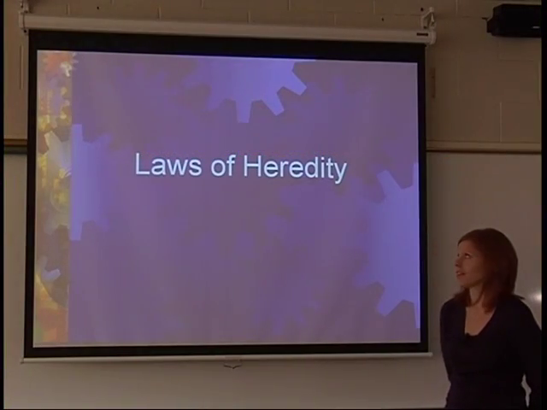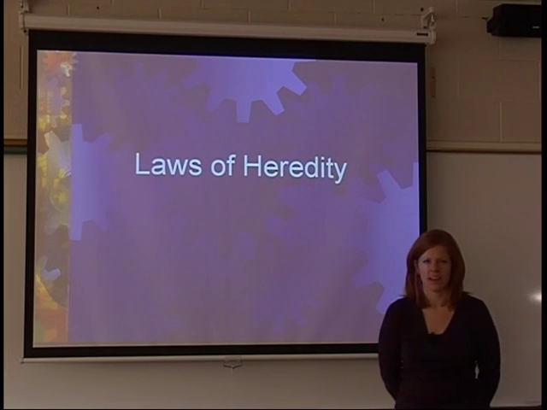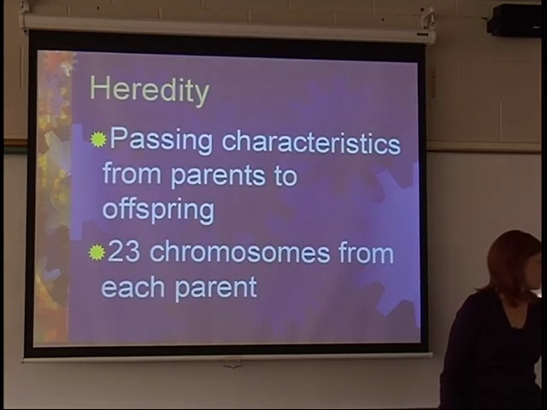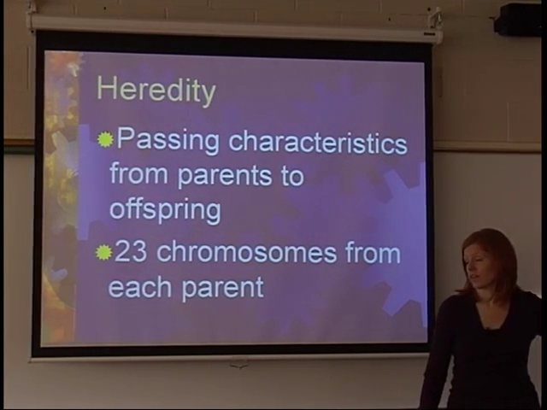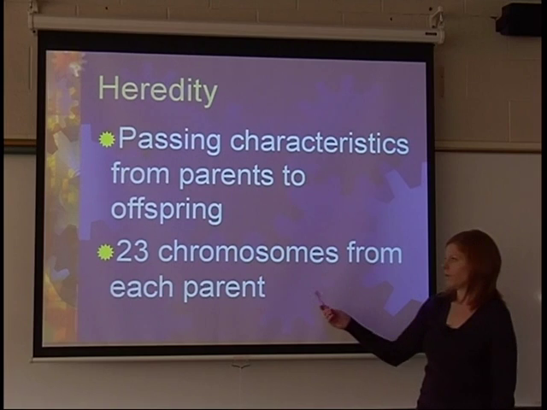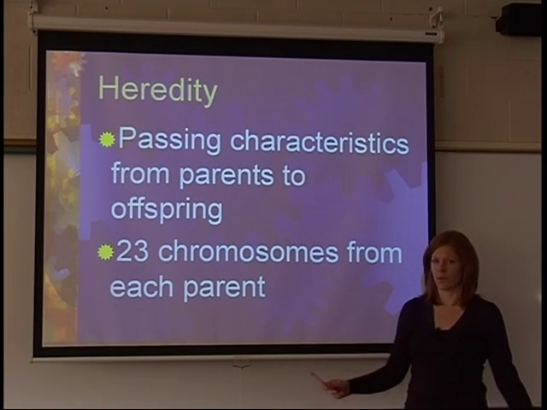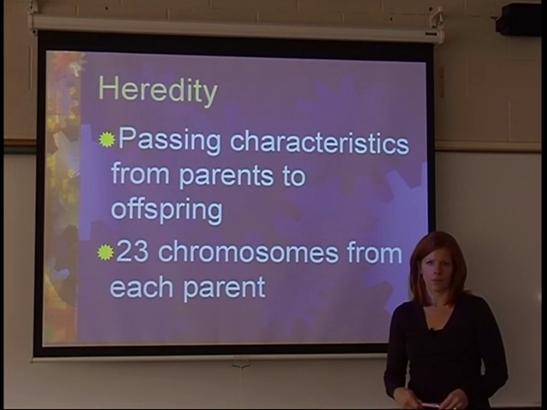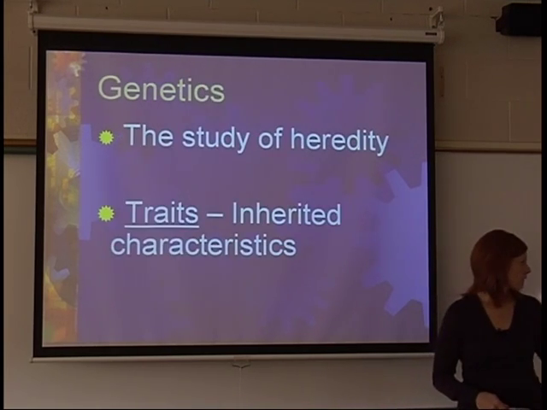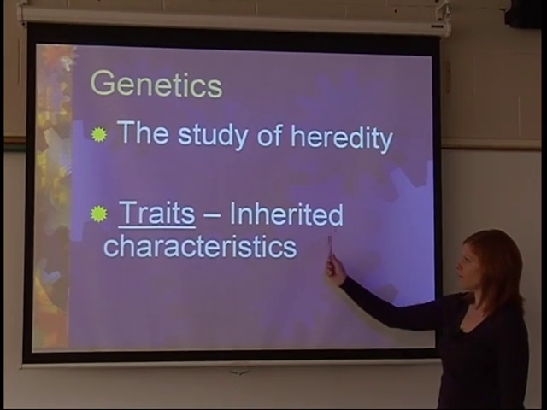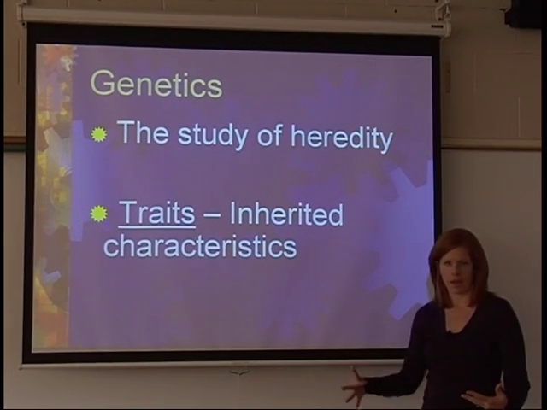Hi, today we'll be discussing the laws of heredity and genetics and basic Mendelian genetics. So really what heredity is, it's the passing of characteristics from parents to offspring. In humans, we will inherit 23 chromosomes from each of our parents to give us a total of 46 chromosomes in each one of our cells. So genetics is the study of this heredity and how the traits are inherited and passed along.